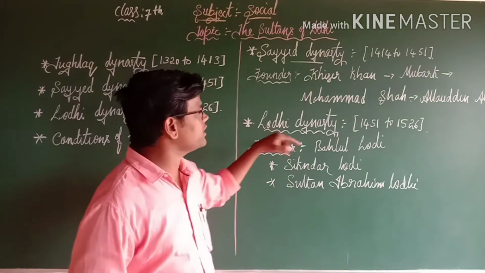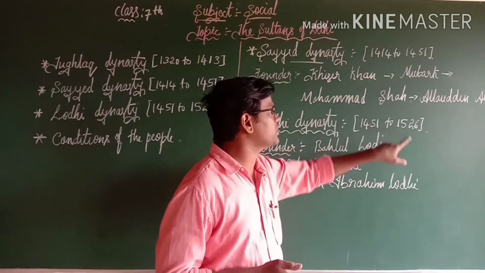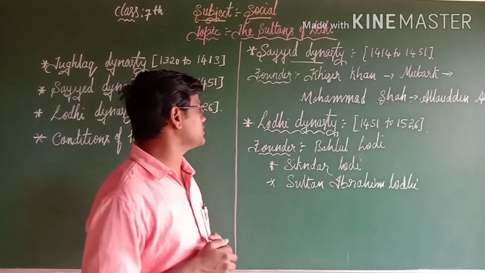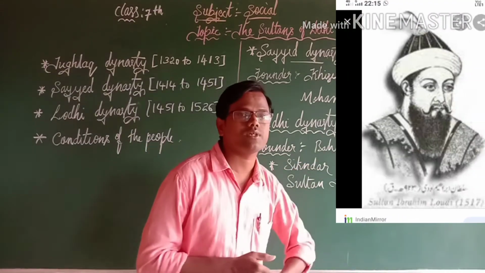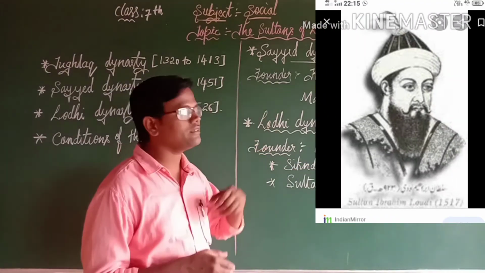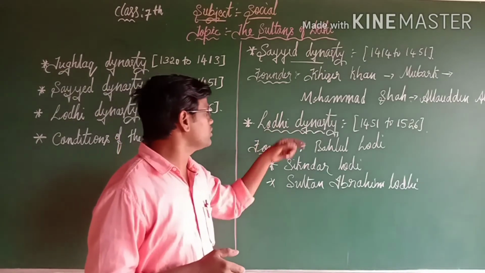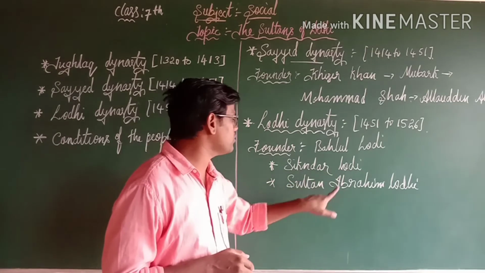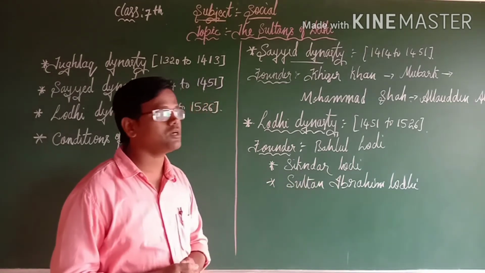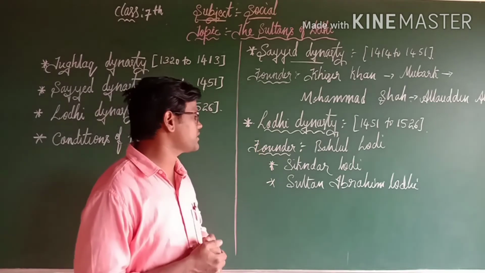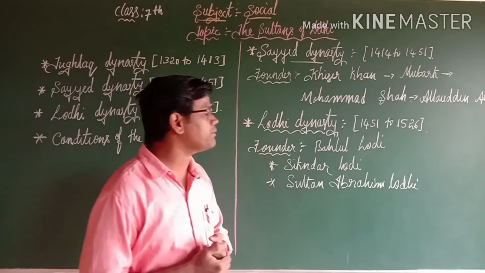The Lodi dynasty ruled from 1451 to 1526 CE. Then who was the founder of this dynasty? Bahlul Lodi was the founder of the Lodi dynasty. The two important sultans in the Lodi dynasty were Sikandar Lodi and Sultan Ibrahim Lodi. But the last sultan of the Lodi dynasty was Sultan Ibrahim Lodi.